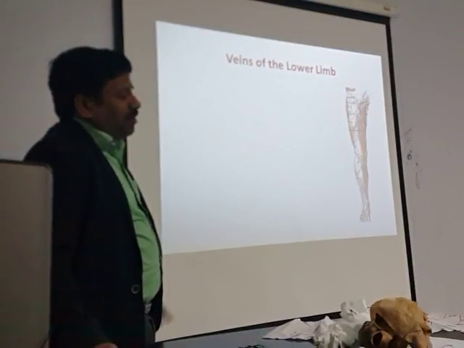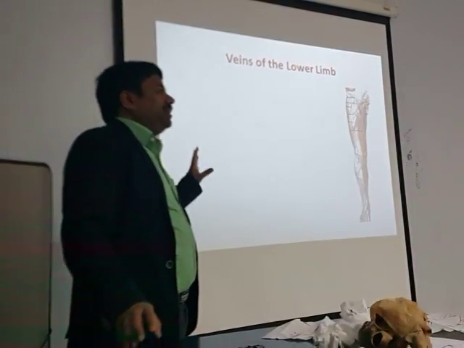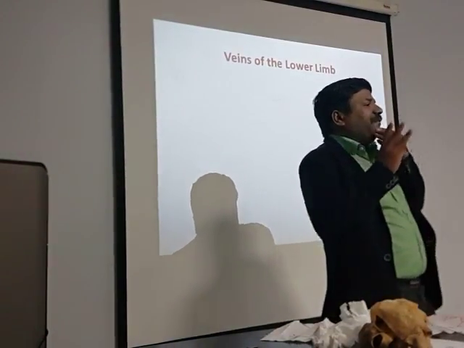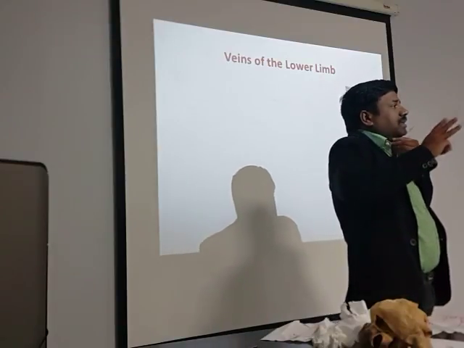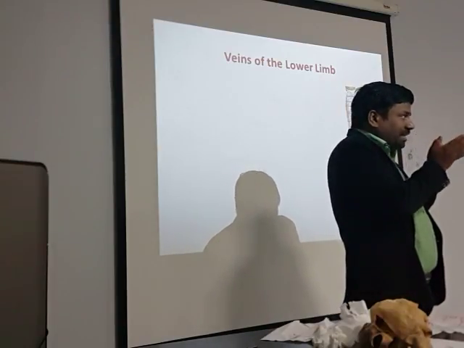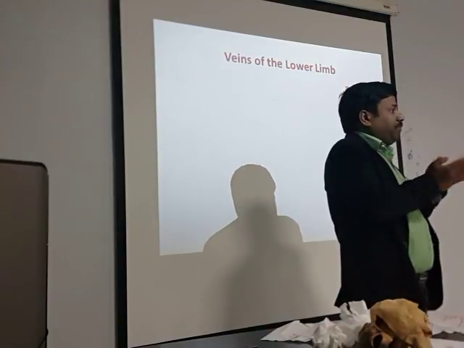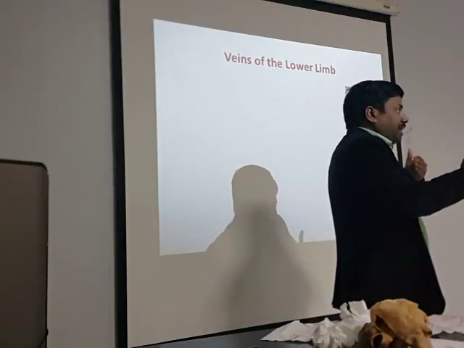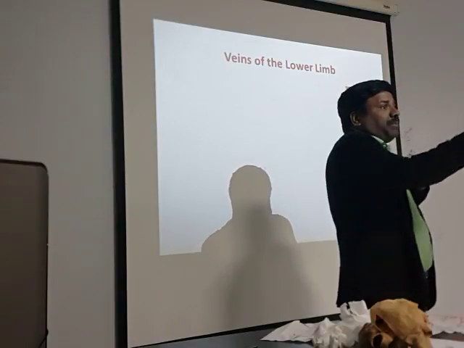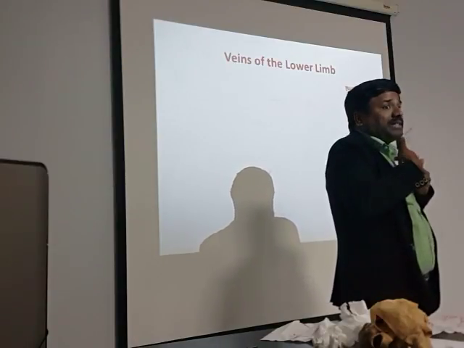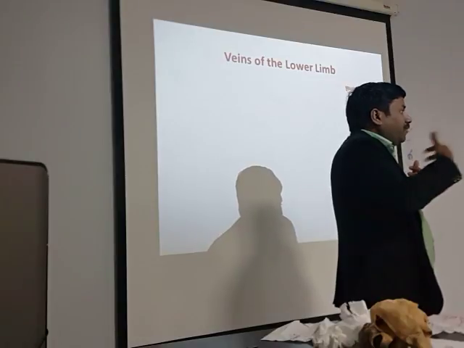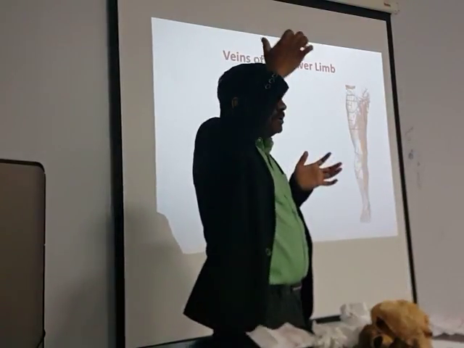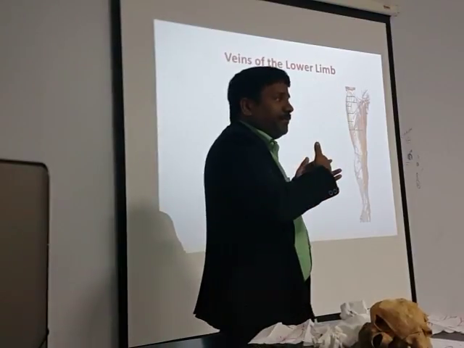Now coming to a very important part, the veins of the lower limb. You must remember three sets of veins which are very important. One is the superficial veins, and then you have the deep veins. And there are some veins which connect the superficial and deep veins. They are called perforating veins. They allow the blood flow from superficial to deep.